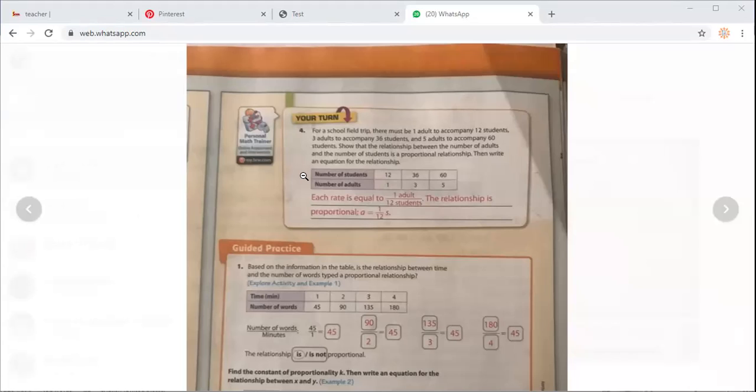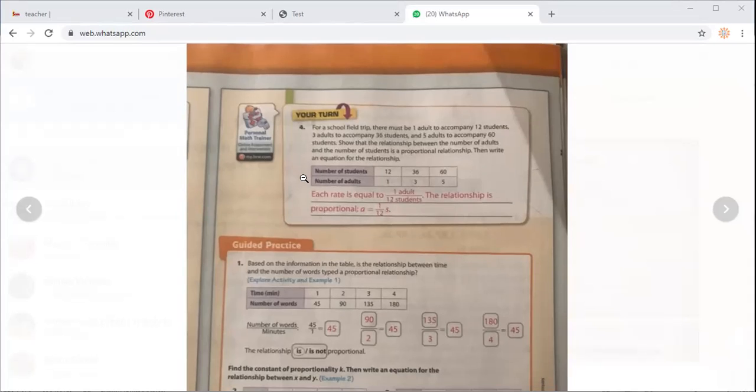Second, we want to form an equation representing this relationship. It will be A equals 1 over 12 S. Why A? Because A represents the number of adults instead of Y. And S represents the number of students instead of X. But it has the same meaning.